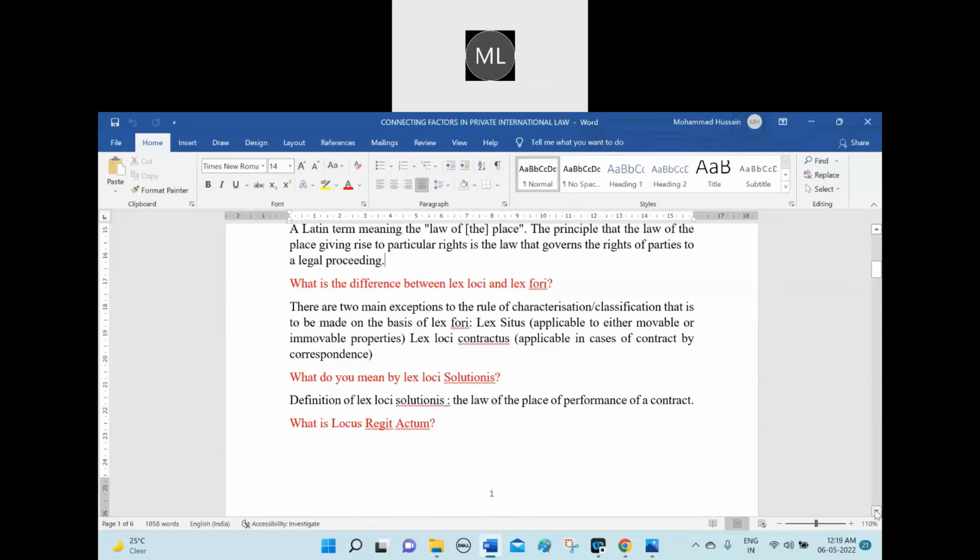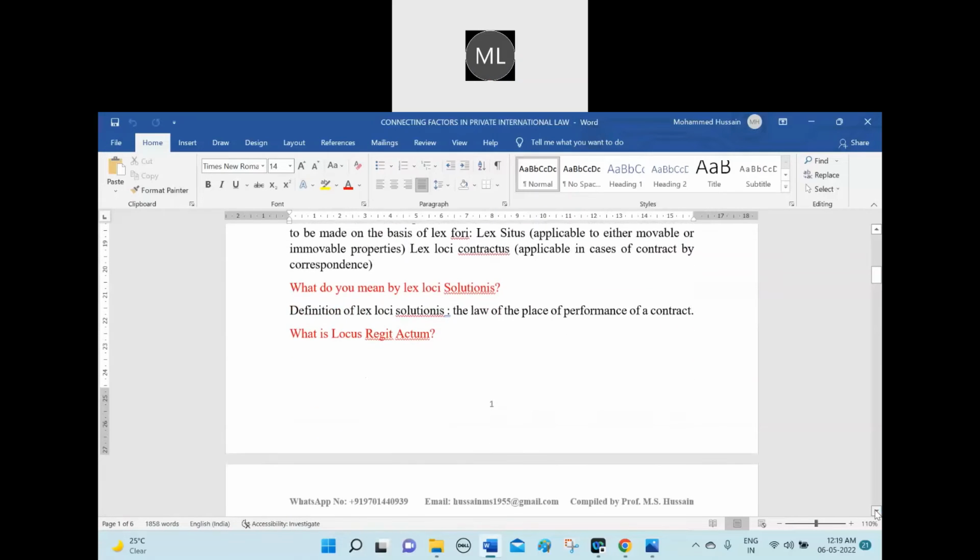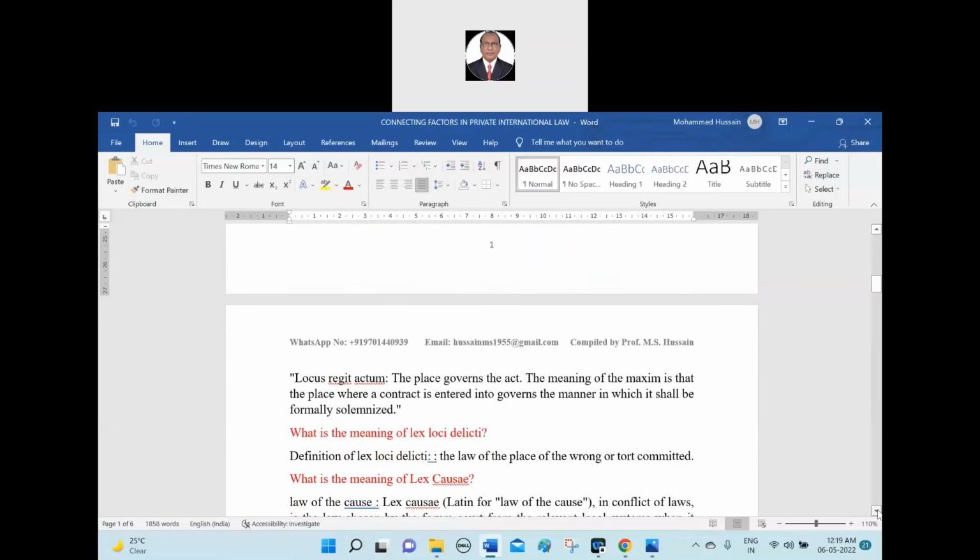Lex loci celebrationis. It is also a new term to me, because when I was studying, I did not study this. But anyway, the indirect form that we studied. What is locus regit actum? What does locus regit actum mean? Locus regit actum means the place governs the act. The place governs the act. We can say lex situs also. Is it or not?